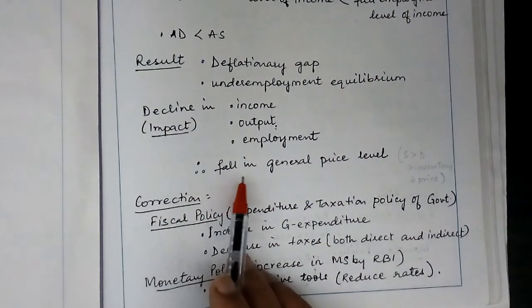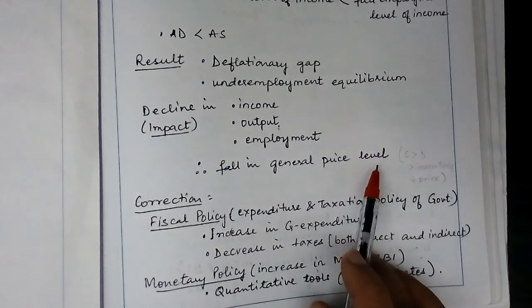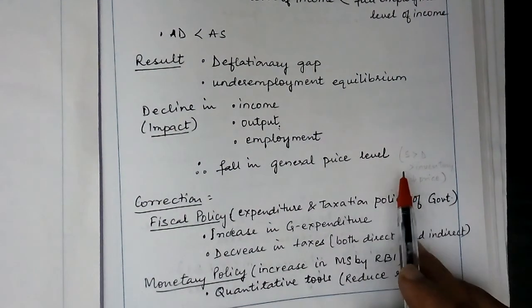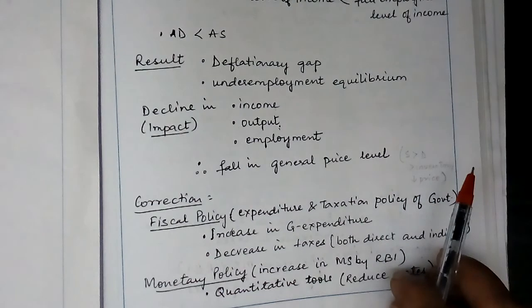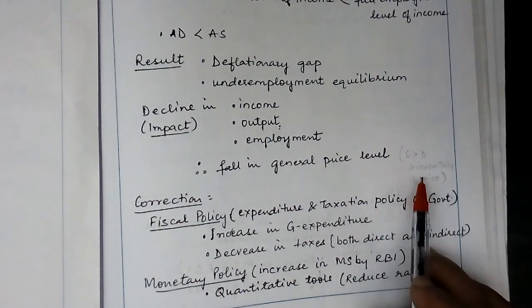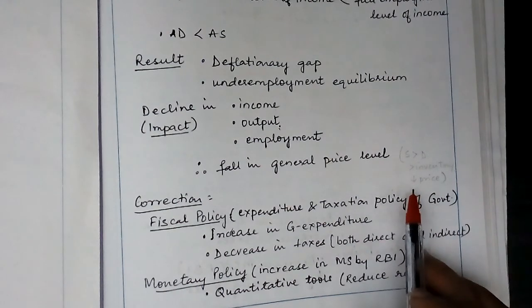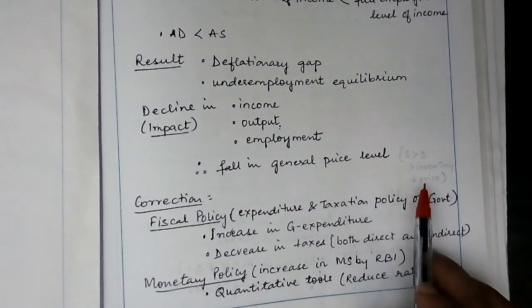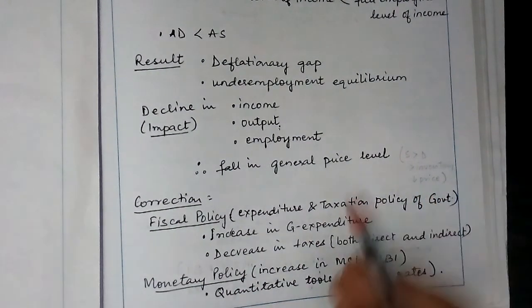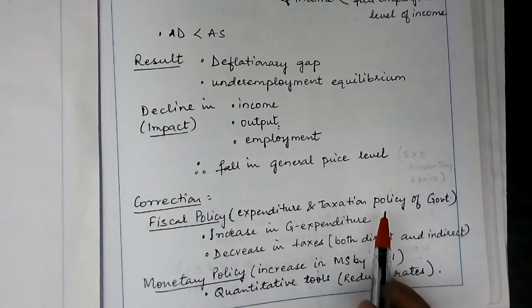Therefore, there would be a fall in the general price level. What does this mean? The general price level falls because the supply over here is greater than the demand. When supply is more, inventory stock piles up, and to clear the stock, there should be a fall in the price level. So that is what deflation is. Now, how do we correct this situation?